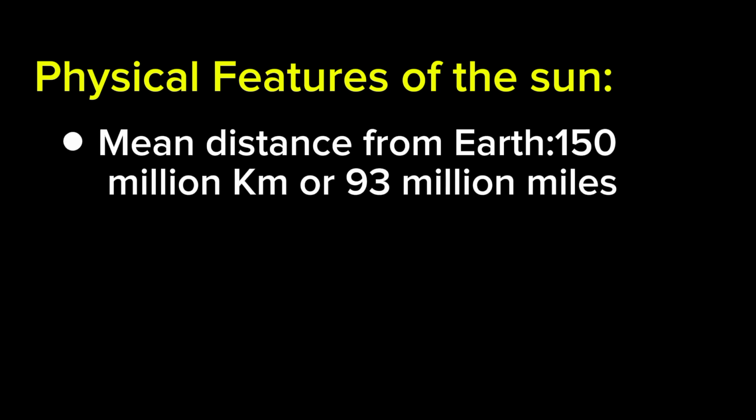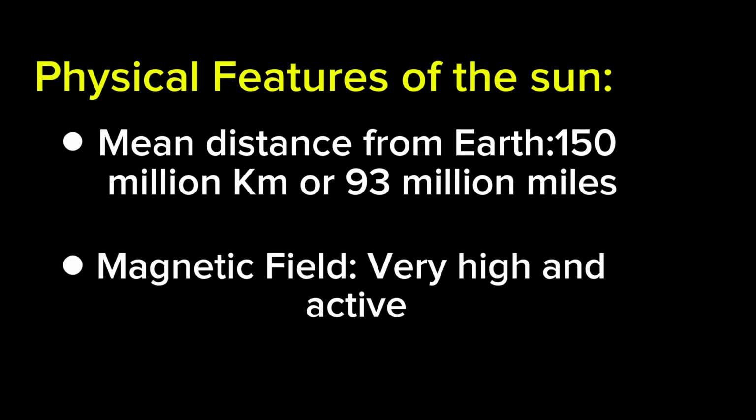Sixth feature of the Sun is its mean distance from Earth. The mean distance of the Sun from Earth is 150 million kilometers, or 93 million miles. Seventh feature of the Sun is its magnetic field. The Sun has a very large and active magnetic field.